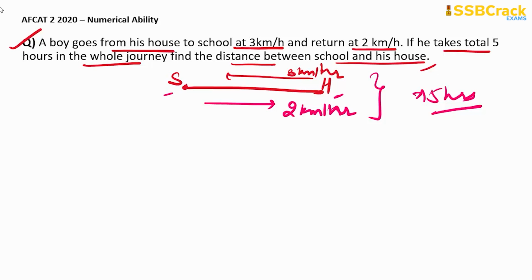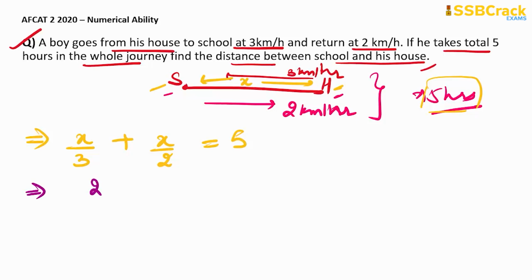Okay, so firstly we'll let the distance be x kilometers. Then we are given that the time taken by him in the whole journey is 5 hours. So the total time taken by the boy in traveling from house to school will be distance upon speed, so that will be x by 3, plus the time for the return journey will be x by 2, as he is traveling the same distance in the return journey also, and this whole time is given to be 5 hours, right? Now we can easily take the LCM and solve this out, as this is the easiest question for the calculation part.